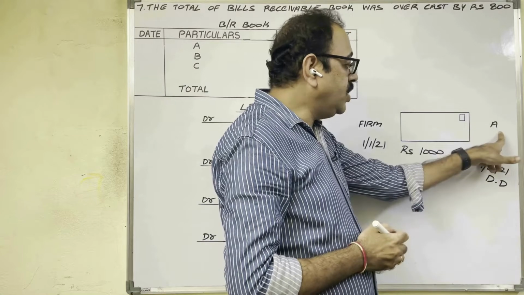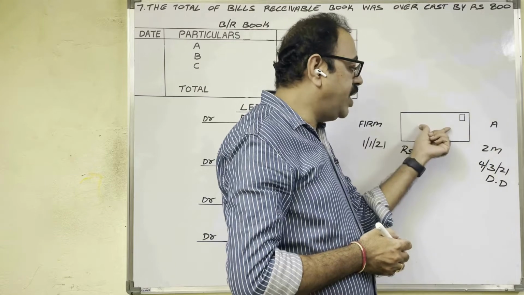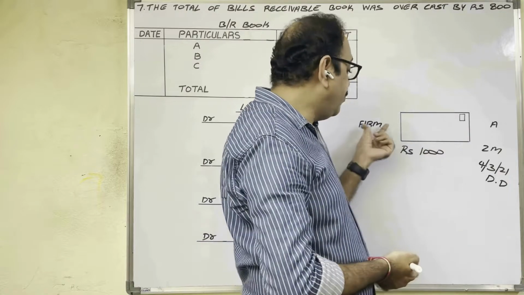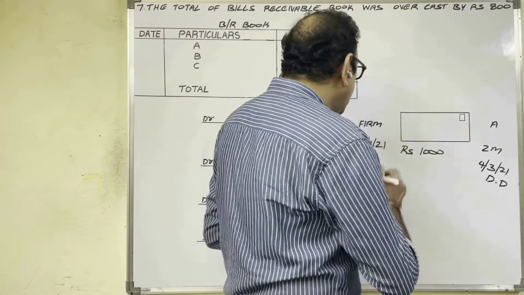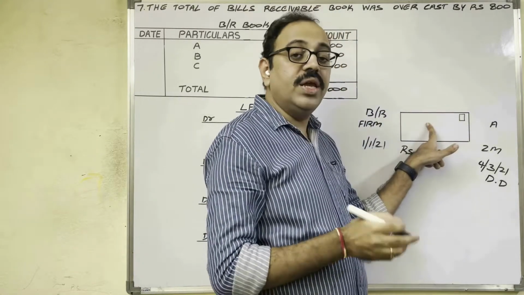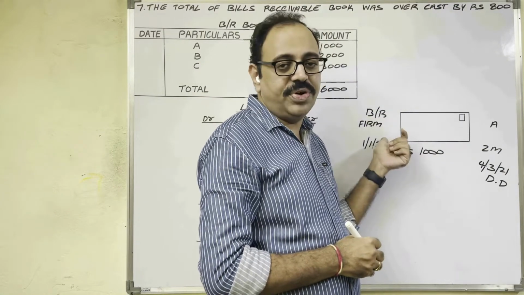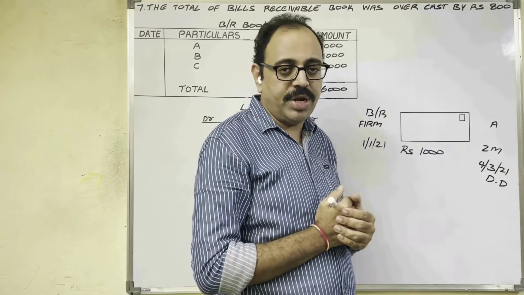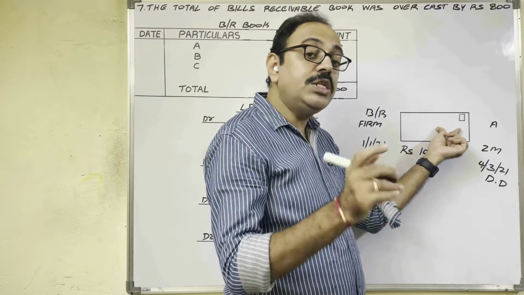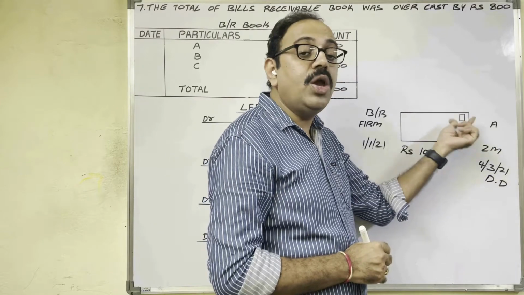On that day, A is supposed to pay the bill amount to the firm, 1,000 rupees. Now this bill acts as a written proof for this 1,000 rupees credit amount. From the firm's point of view, this bill is known as bills receivable because on this document in future the firm is going to receive the amount. Bills receivable is an asset to the firm because money is going to come on that document. From A's point of view, the same document will be considered as bills payable, a liability, because in future A has to pay the money on this bill.